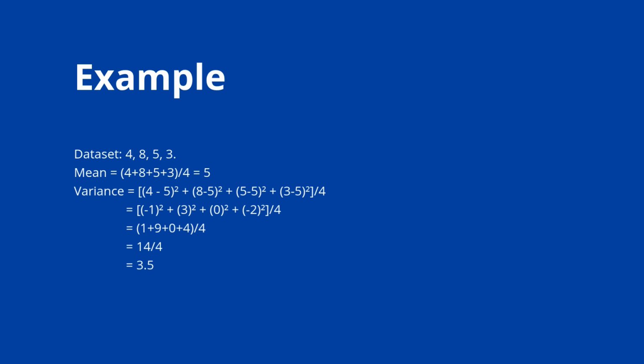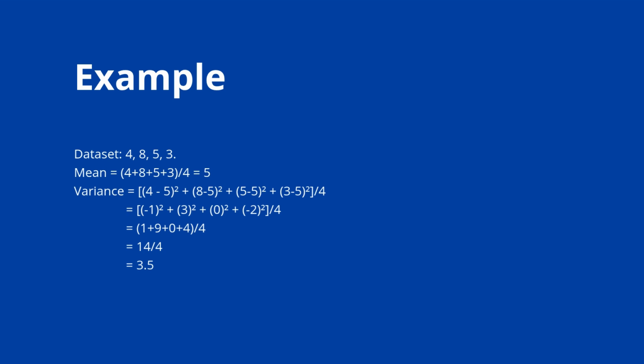And then we'll take the square. Then we do the same for 8 minus 5, then the third data point 5 minus 5, and then the fourth data point 3 minus 5. We'll take the square of each, and then divide by the number of data points. How many data points do we have here? We have 4 data points: 4, 8, 5, 3. So we'll divide by 4. After subtracting 4 minus 5, we get minus 1. And if we square any negative value, we get a positive value. So the square of minus 1 is 1. The square of 3 is 9. 0 is 0. And minus 2 squared is 4.